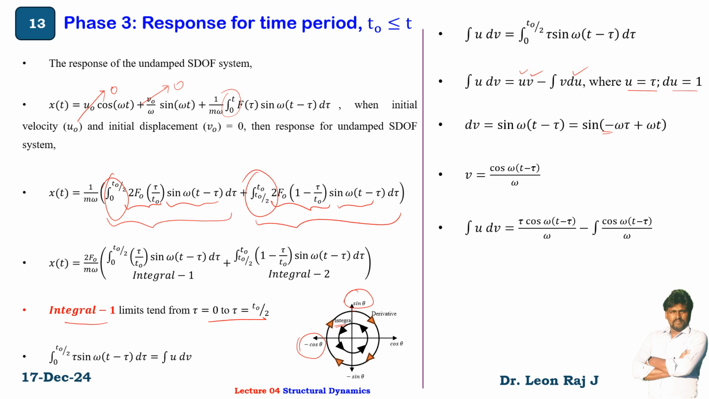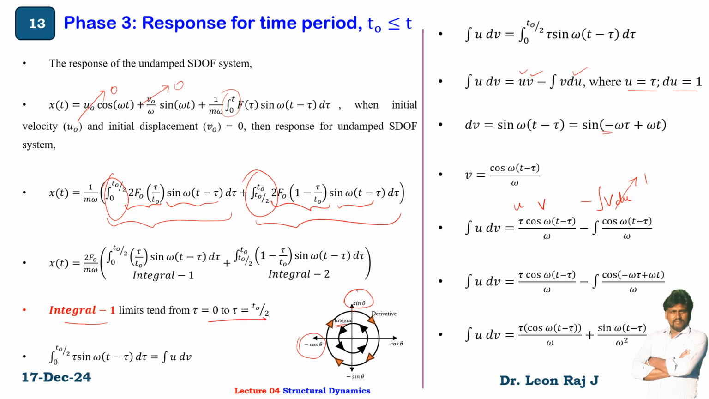So your udv formula is rewritten as u into v. V is cos omega (t minus tau) divided by omega, minus integral of v into du. Here du is nothing but 1. So integrate the cos term, and you will get minus sin theta. Already you have another minus, so minus minus gets cancelled. That is why you get plus sin omega (t minus tau) divided by omega square. So uv is nothing but tau into cos omega (t minus tau) divided by omega.